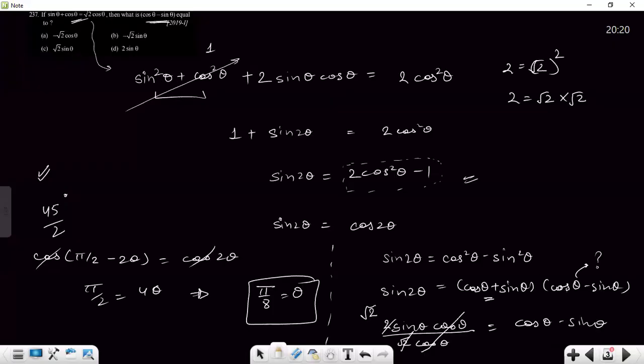So without even knowing the value of 22.5 degrees for cos and sine, we are able to solve this question because of our observation and the use of formula. So which option is correct? C option is the correct answer. Are there any questions, doubts, understanding this? No doubt, sir. Okay, then let's solve the other question.